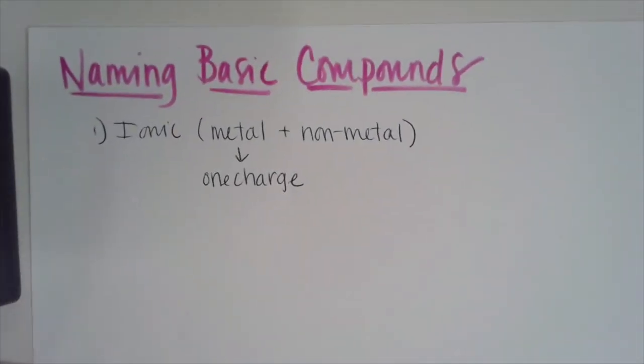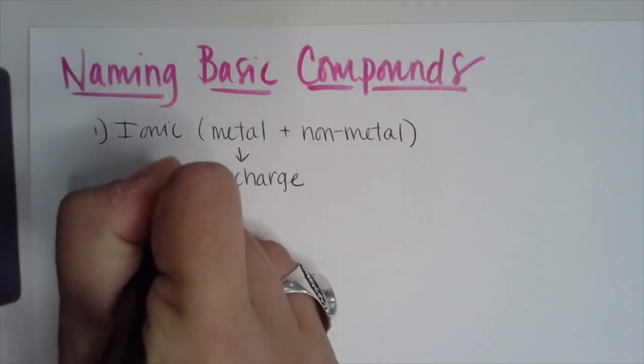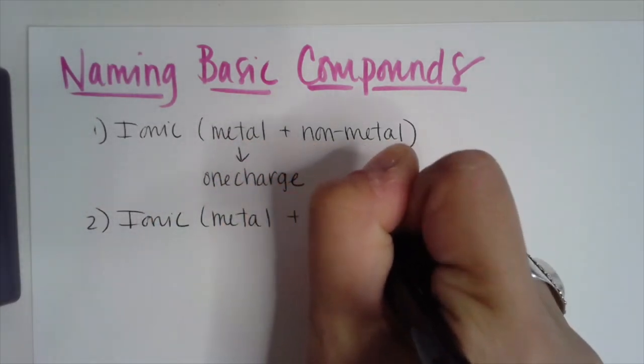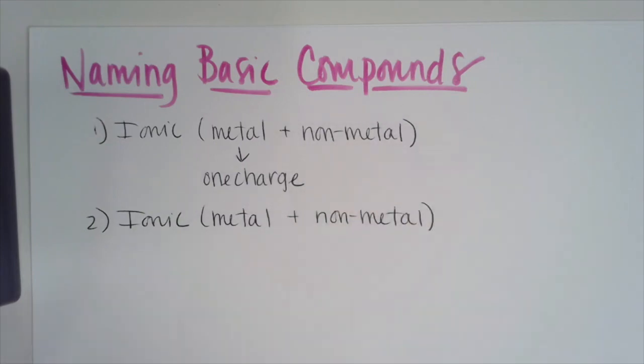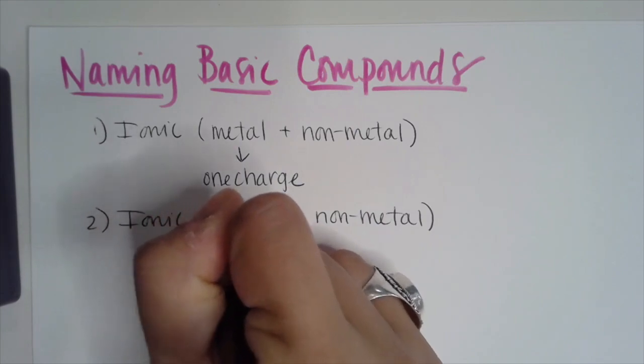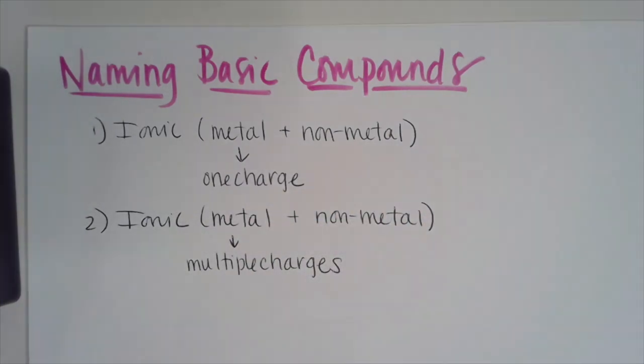Let's try the second basic type of compound. So in this case, it's also going to be ionic, which again is a metal bonded to a nonmetal. But here, your metal is going to have multiple charges, which is going to be most of your transition metals. Not all of them, but most of them. When we're naming an ionic compound with a metal that has multiple charges, you do have to say what the charge is.